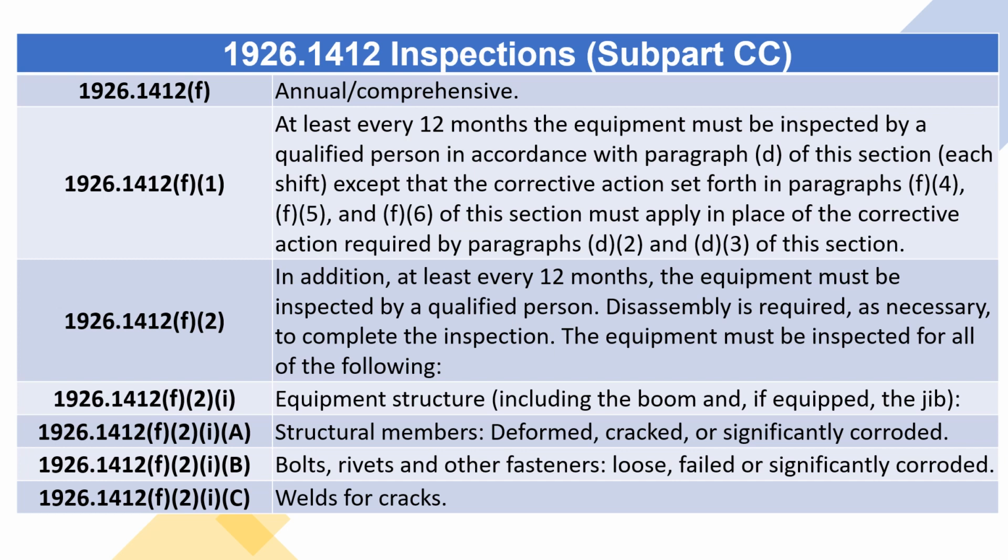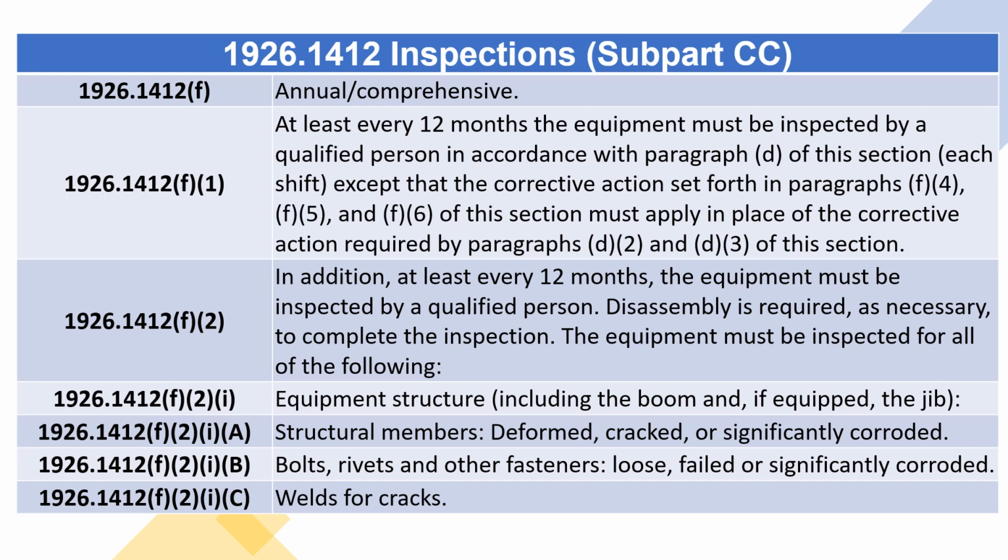1926.1412(f)(2). In addition, at least every 12 months, the equipment must be inspected by a qualified person. Disassembly is required, as necessary, to complete the inspection. The equipment must be inspected for all of the following. 1926.1412(f)(2)(i). Equipment structure, including the boom and, if equipped, the jib. 1926.1412(f)(2)(i)(A) through (C).